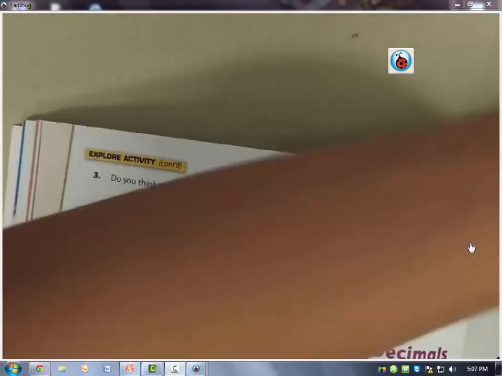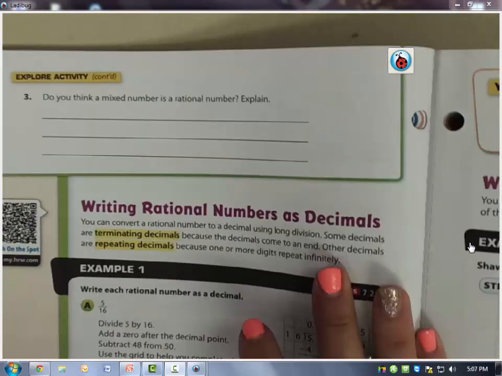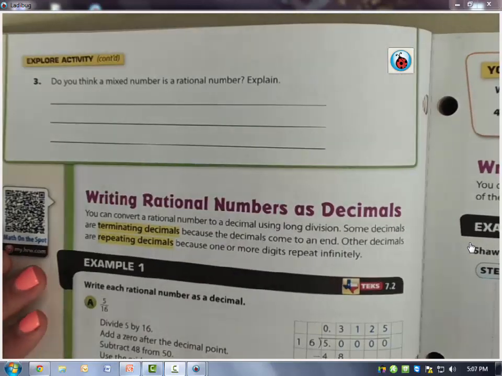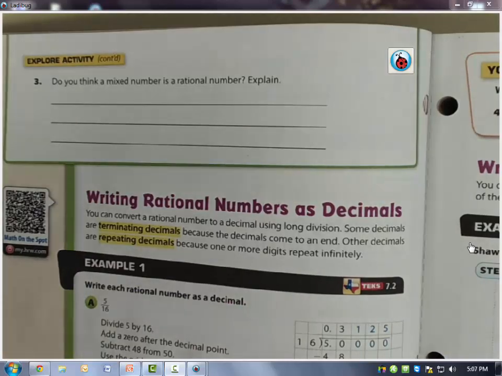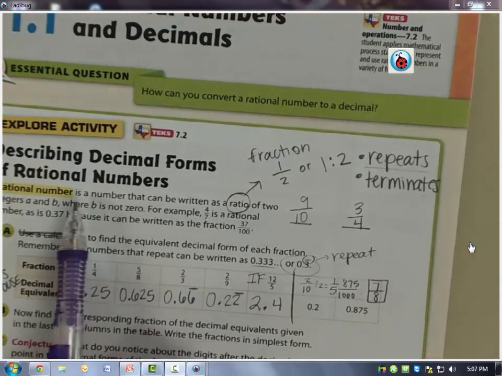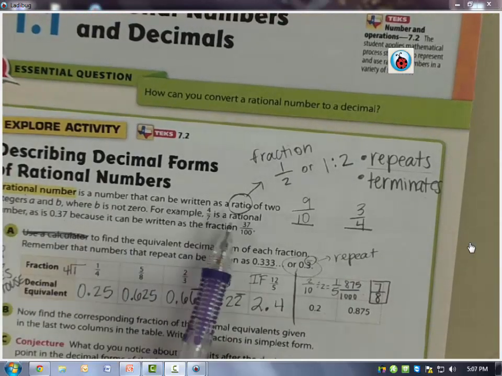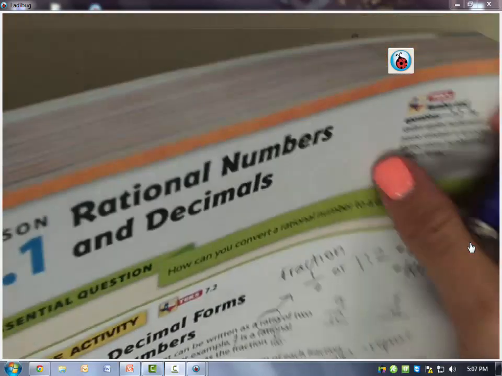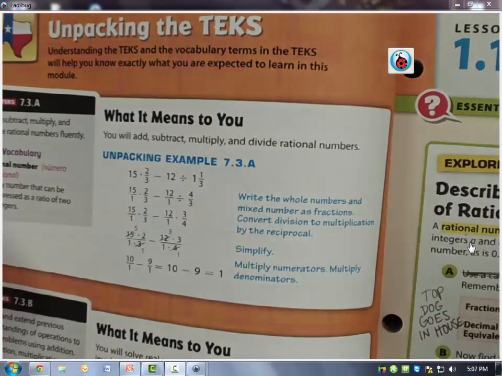Going on to page 8. You should be on page 8 with me. Do you think a mixed number is a rational number? Explain. If you flip back over, you notice that a rational number can be written as a ratio, which we know is a fraction. So if you have a mixed number, you have a fraction. So, can a mixed number be a rational number? Yes.